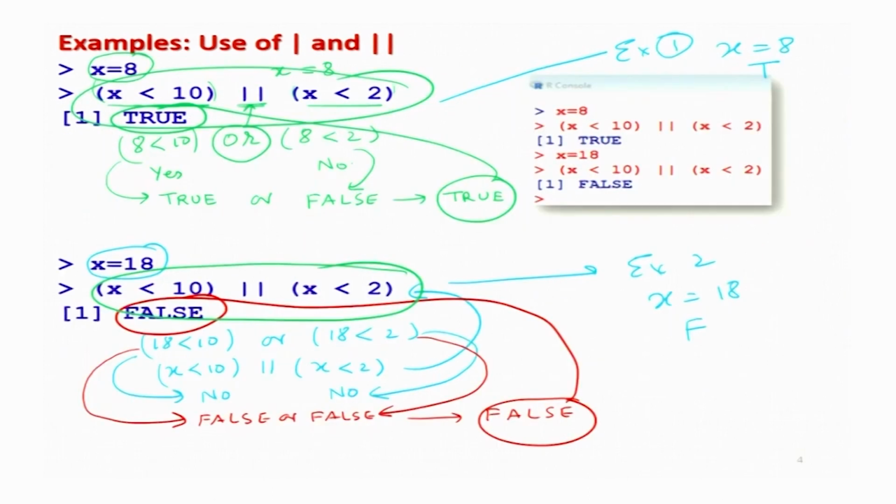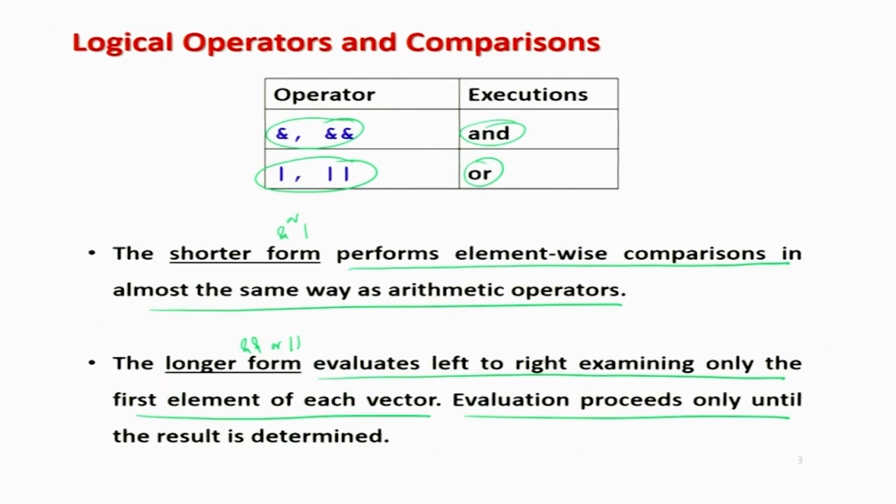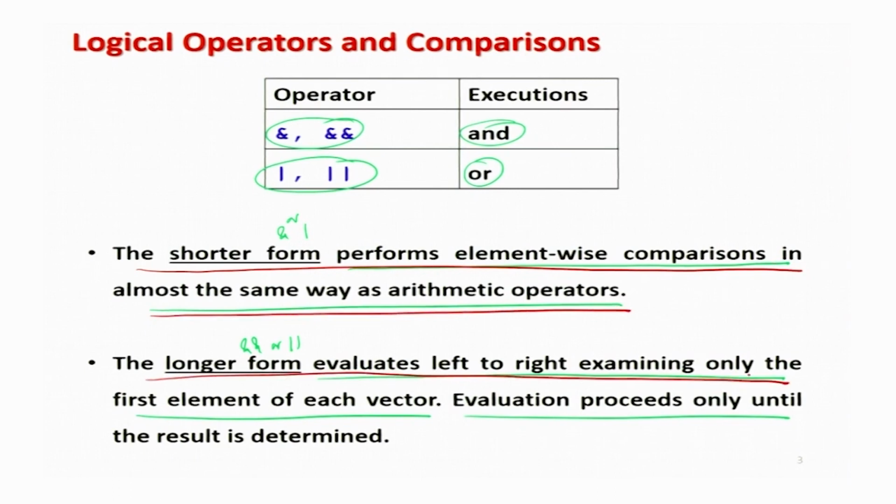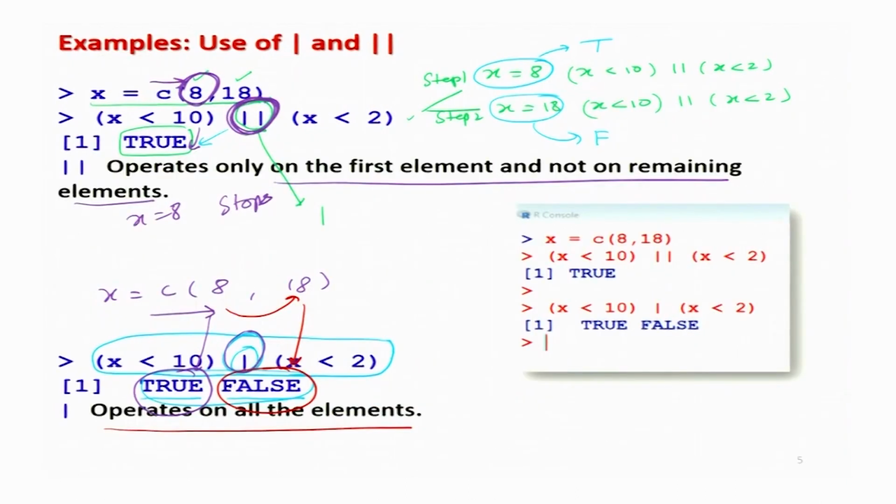If you read this sentence that I showed you here, now you will understand it. The shorter form performs element-wise comparison in almost the same way as an arithmetic operator. The longer form evaluates left to right, examining only the first element of each vector. So, when you use the longer form, the two lines, it evaluates only the first element in the data vector. That is what I wanted to say. As I promised, as soon as I take an example, things become clearer. Now you can understand how R works with these logical operators.